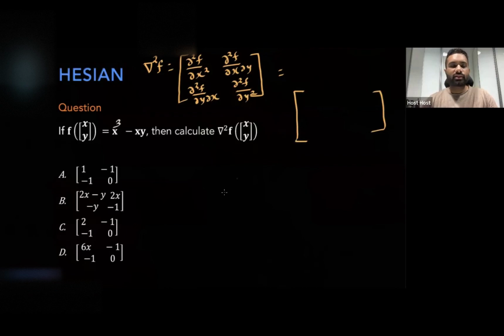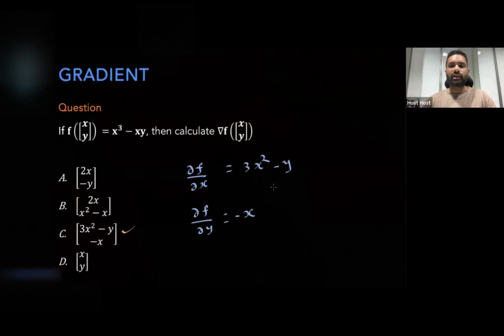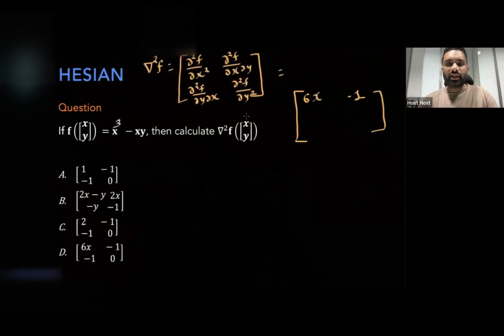So what is the first term? As I have already calculated, it is 6x. What is the second term? I have already calculated the partial differentiation once with respect to x, that is 3x square minus y. Now I do the differentiation again with respect to y. And what I will get is, x is a constant, so the first term will vanish and the second term is minus 1. Similarly, if I do it again, everybody please answer what is the answer in this particular ABCD. D is the answer. Everybody is getting it. Hopefully, there is no doubt till now.